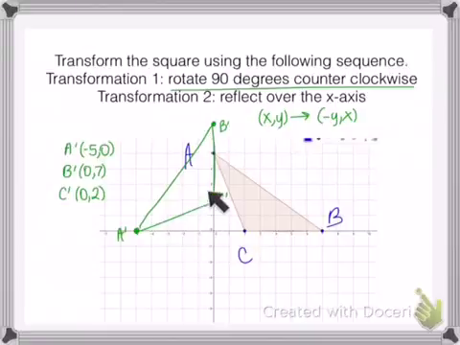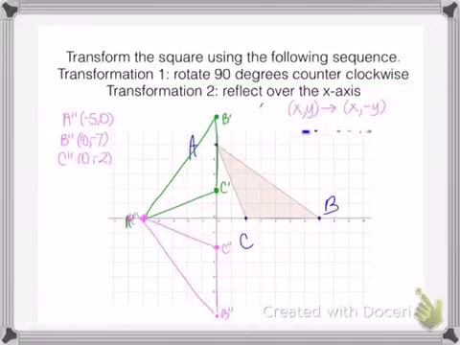And the green shape is my image that I got when I rotated 90 degrees counterclockwise. The second transformation wants us to reflect over the x-axis. So you want to reflect the image here, the green triangle, over the x-axis. And this completes our sequence of transformations. My answer is this burgundy colored or purple colored triangle, and here are my coordinates.